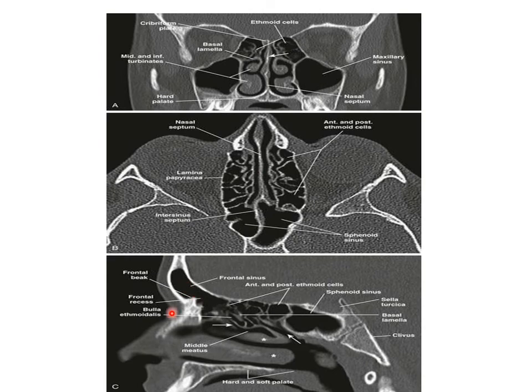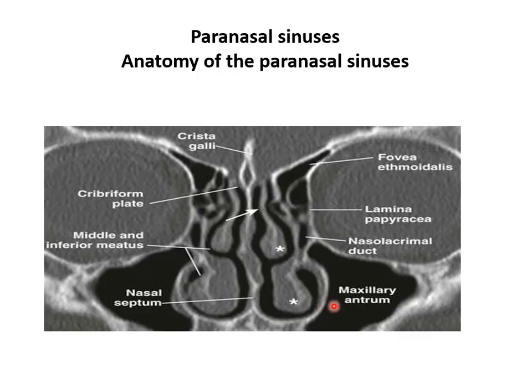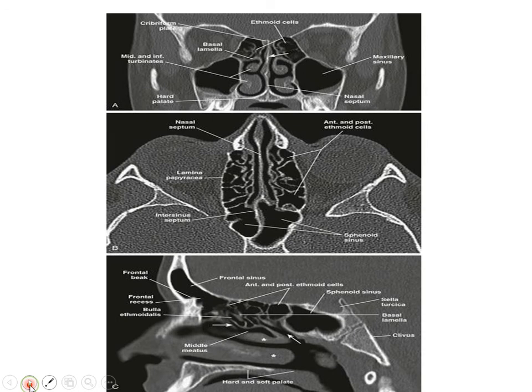Frontal and maxillary sinus are the first sinuses to appear, within a few weeks after birth. Frontal sinus is not visible radiologically until the age of 2 years, and it reaches the adult proportion by the age of 14.